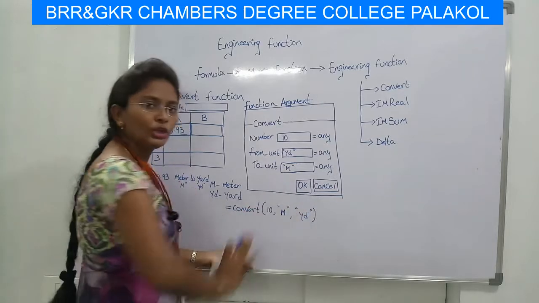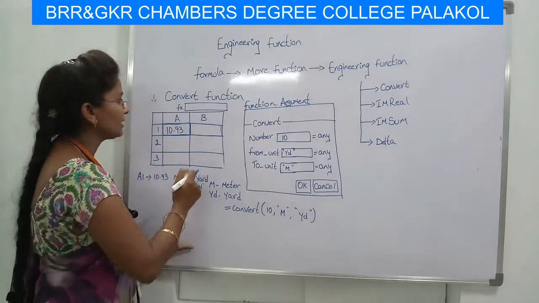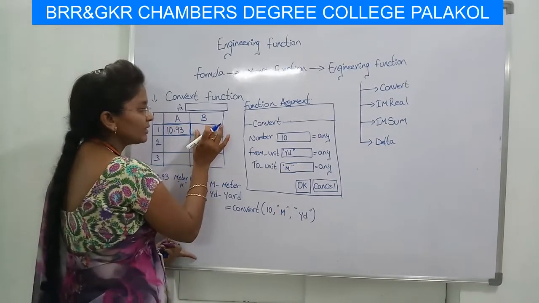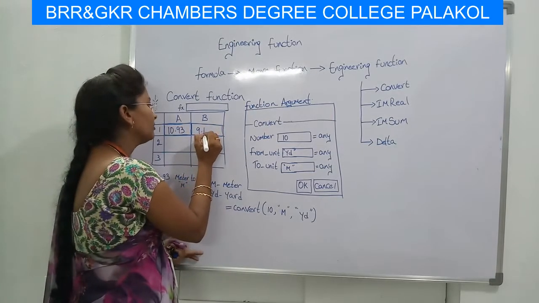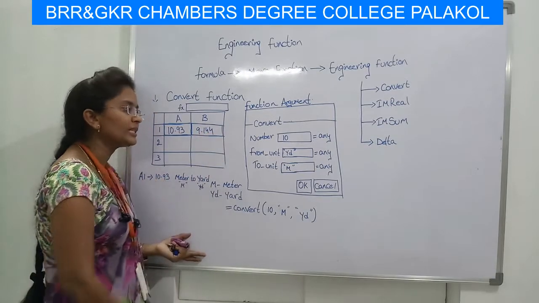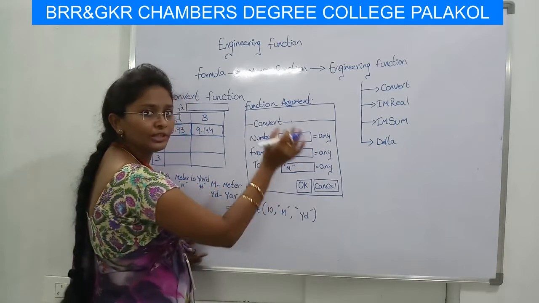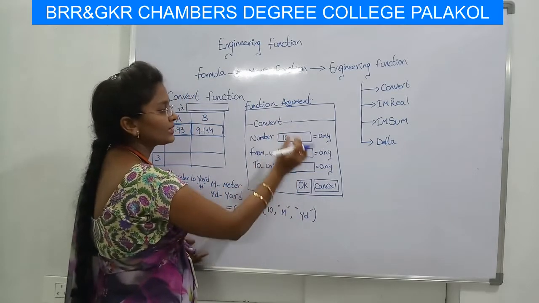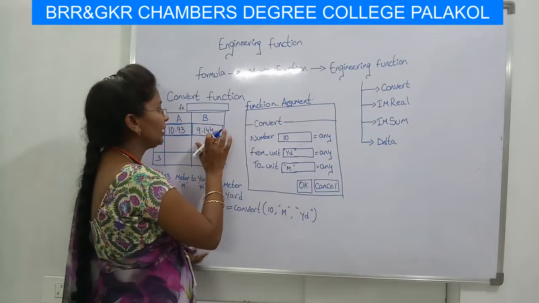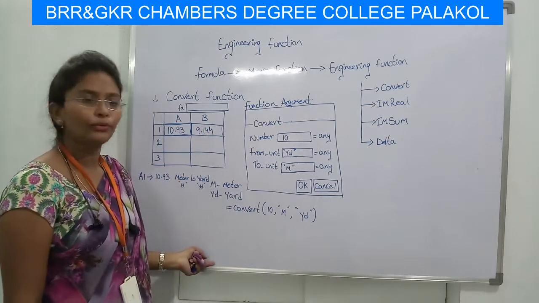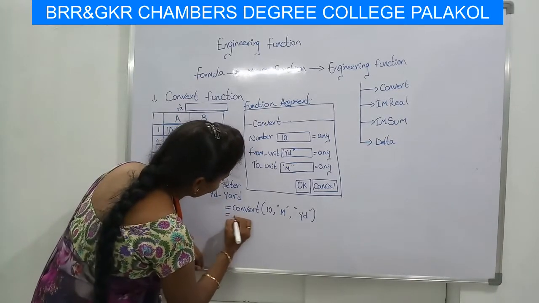And at last click on the OK button. When you click on the OK button, it will display the answer. At first, I selected the B1 cell, and the answer will be displayed here. The answer is 9.144. That means the 10 is in yards, and yard is converted into meters. When yard is converted into meters, the number will be 9.144.